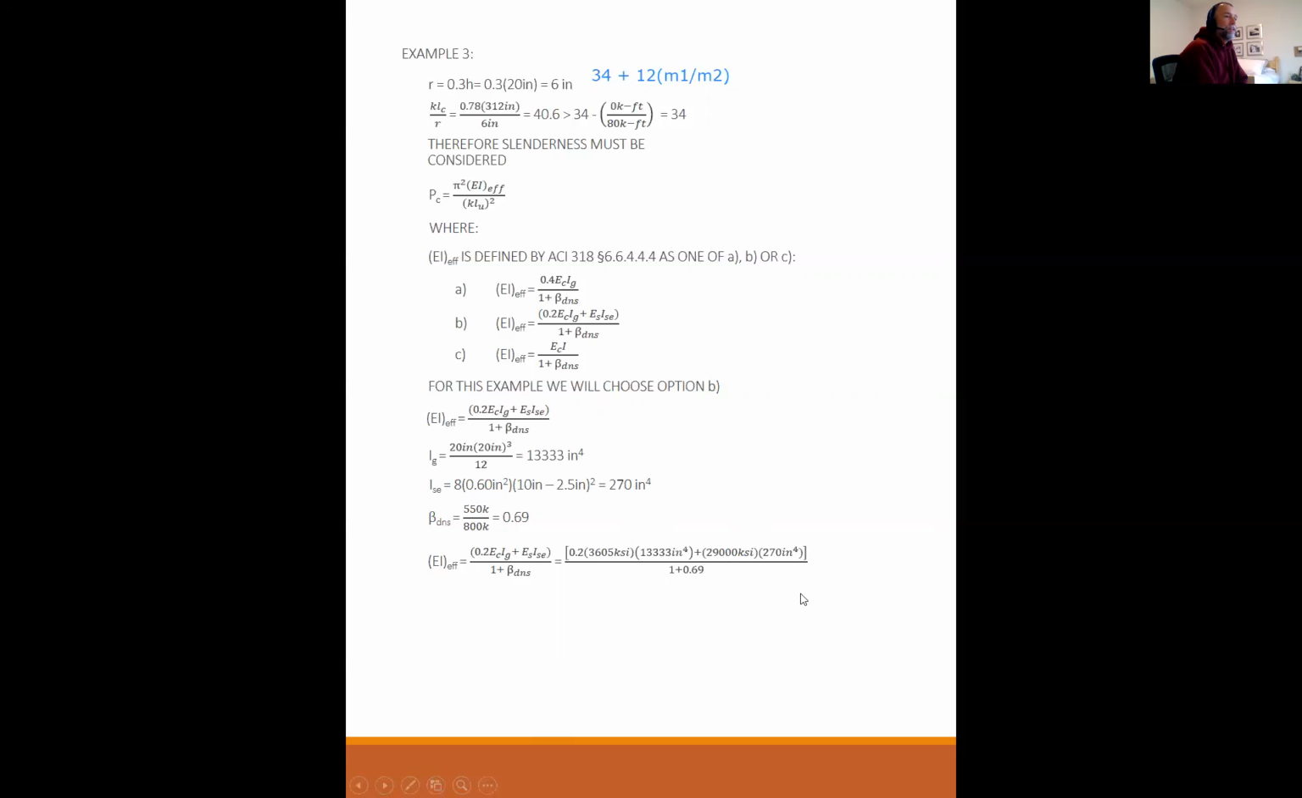Modulus of steel plugs in here, and I divide the whole mess by 1 plus this beta DNS factor, and I get, for stiffness now, 10,321,400 kip inch squared. So then that plugs into here, and so I take pi squared times 10.3214 e to the 6th kip inch squared over 0.78, which was my K. L is 312 inches, and this is squared, and I get 1,677 kips.